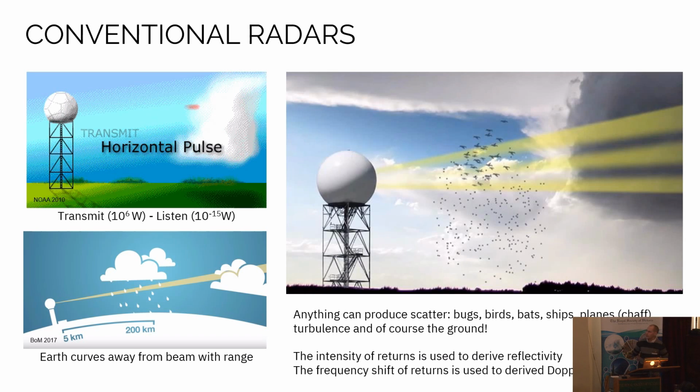The intensity of these returns of scatter, we call that reflectivity. And also a common product which is out there now is the frequency shift in these returns, and this is used to derive Doppler wind, which is a radial component of the wind.